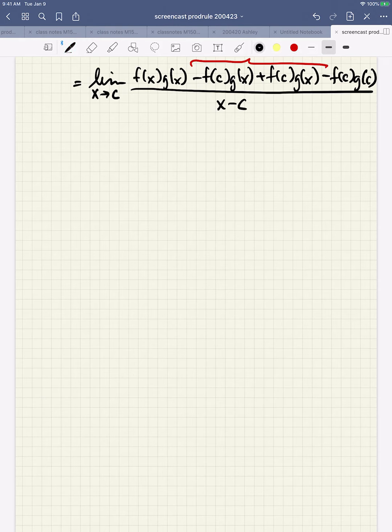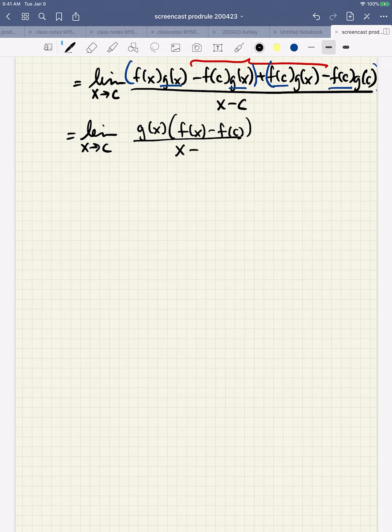And the next thing I'm going to do is group these and group these. And by grouping, you'll see there's a common term in each, and I'm going to factor the common term out. So I get the limit as x goes to c of g of x times f of x minus f of c over x minus c. And then over here, I have f of c is the common term, and g of x minus g of c. And that's all over x minus c.